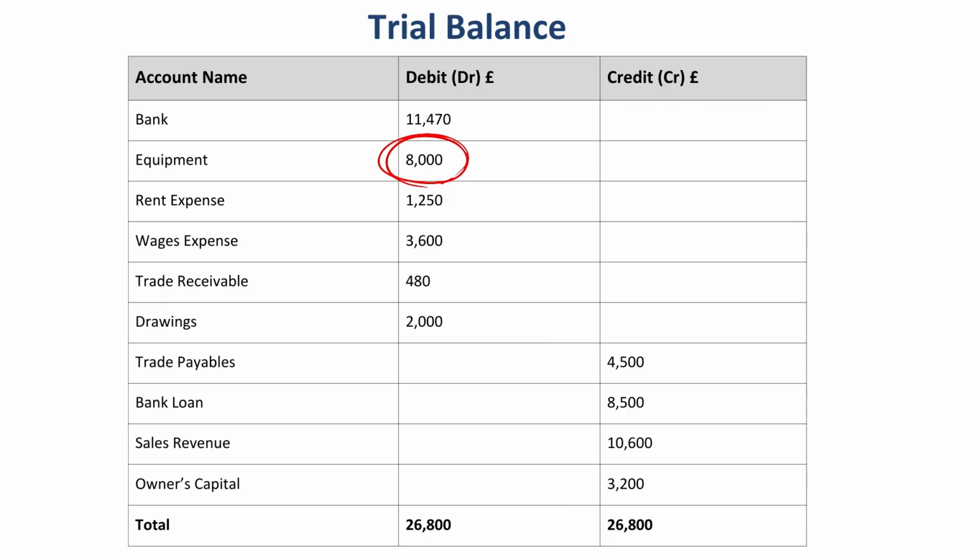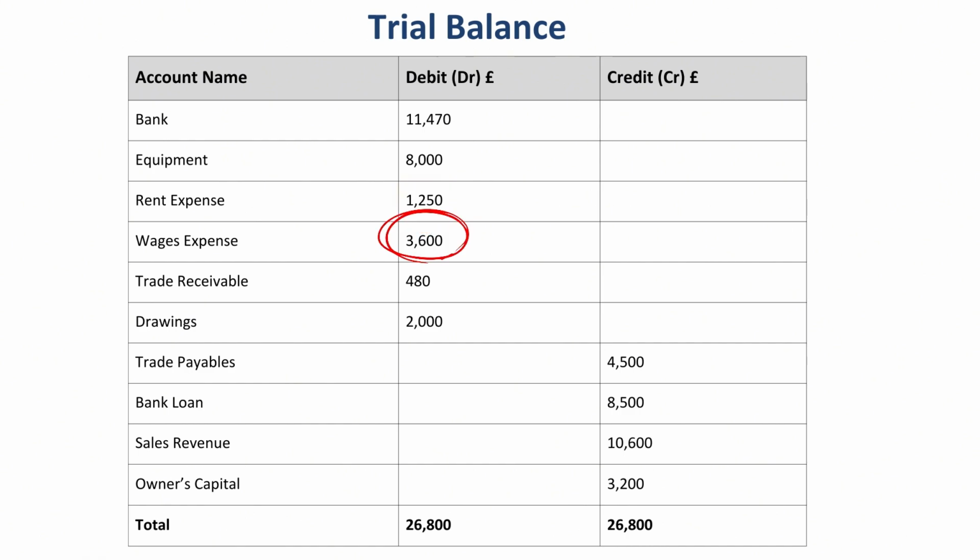Like all assets, equipment increases with a debit, so its closing balance sits naturally on the debit side of the trial balance. Rent expense is £1,250. Rent is an expense. Expenses increase on the debit side because they reduce profit, and they always appear in the debit column when the trial balance is prepared.